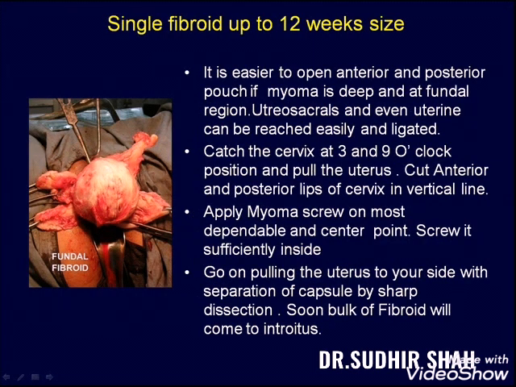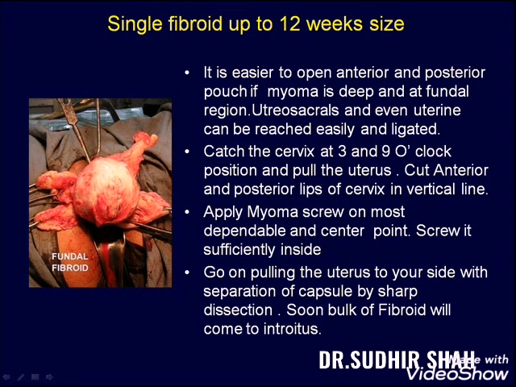Now, if there is a single fibroid up to the 12-week size of uterus, it is easier to open the anterior and posterior pouch if the myoma is deep and at the fundal region. Uterosacrals and even uterines can be reached easily and ligated. Catch the cervix at 3 and 9 o'clock position and pull the uterus. Cut the anterior and posterior lip of the cervix in a vertical line.